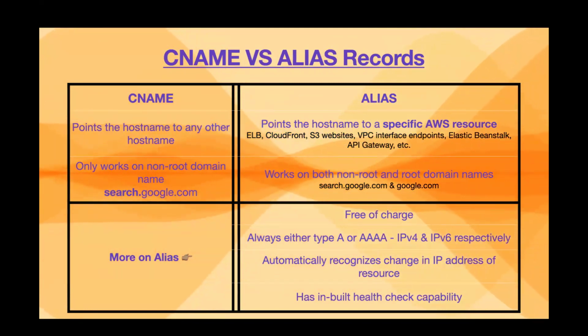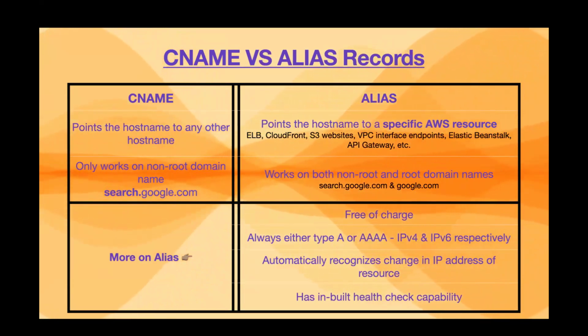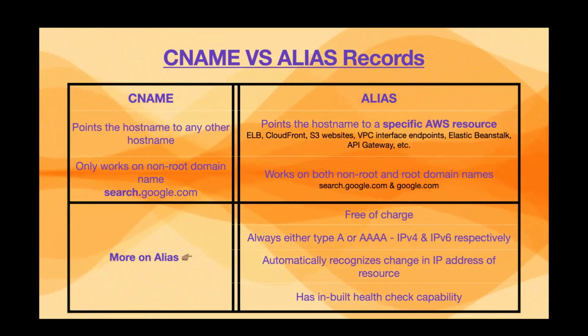And the second difference is that the CNAME works on a non-root domain name. That is, we cannot use it on google.com. We would have to do it on search.google.com.